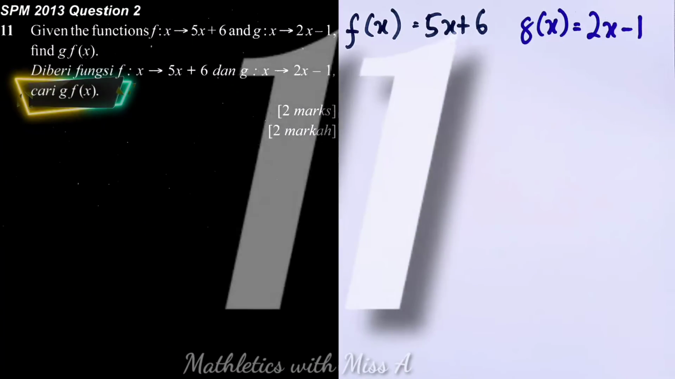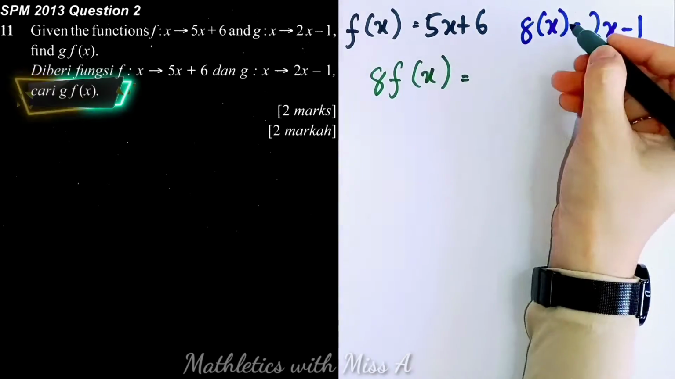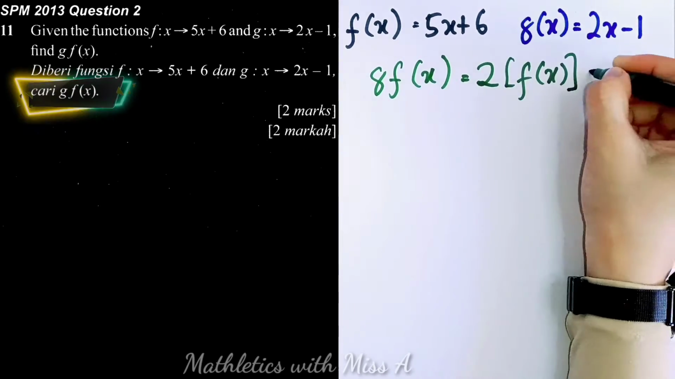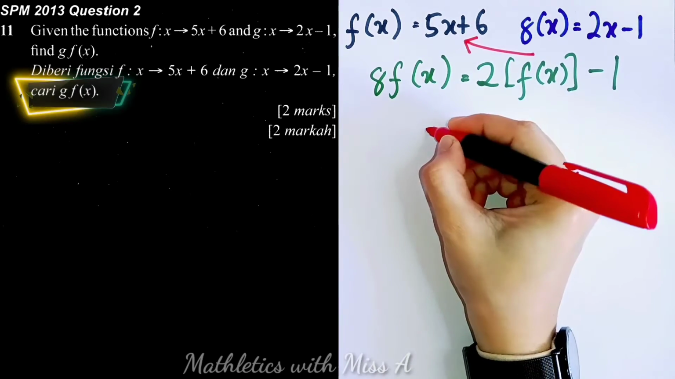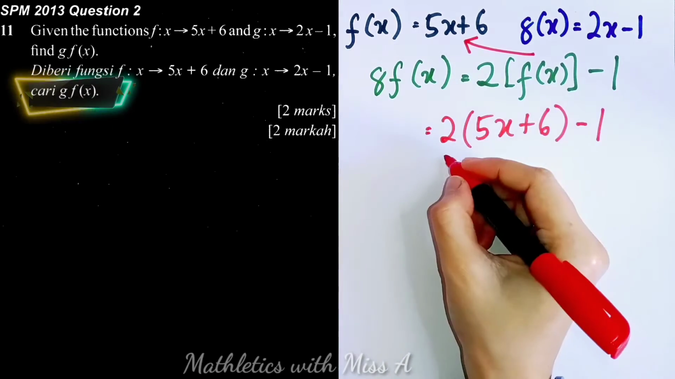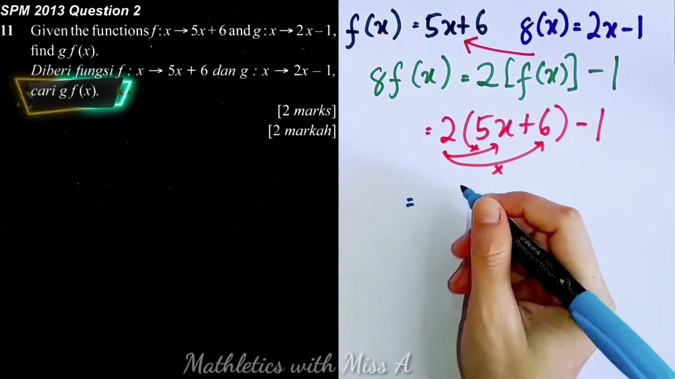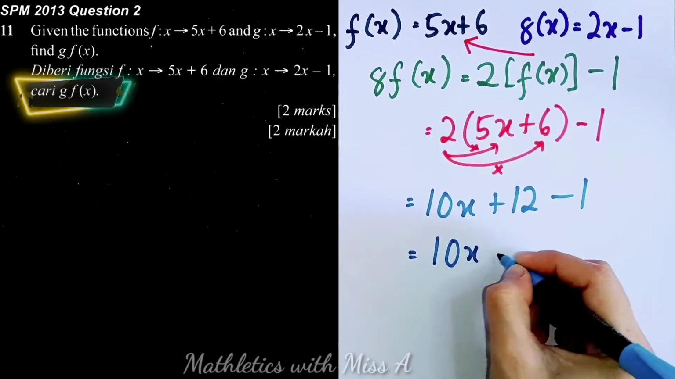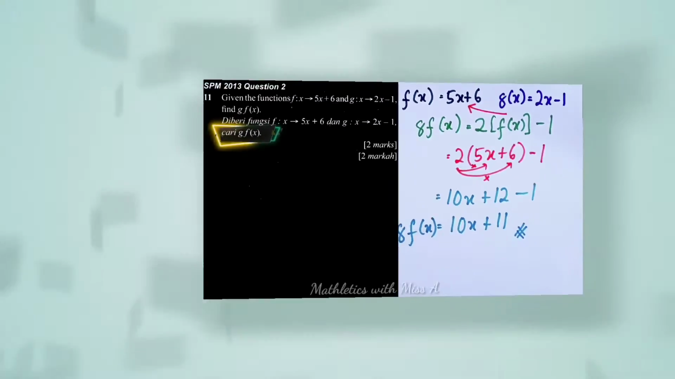Diberi fungsi f(x) equals to 5x plus 6 and g(x) equals to 2x minus 1. So gf(x) equals to, masukkan f(x) dalam fungsi g(x). So 2f(x) minus 1. Then masukkan nilai f(x). So 2 in bracket 5x plus 6 minus 1. Then expand. So 10x plus 12 minus 1. So 10x plus 11. So gf(x) equals to 10x plus 11.